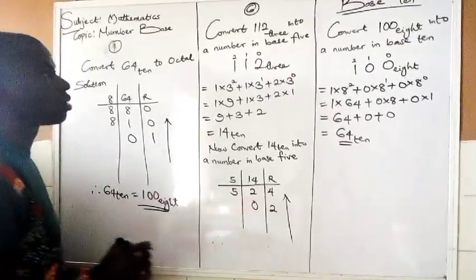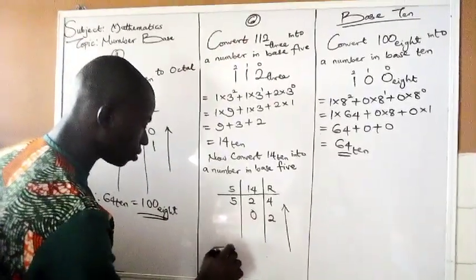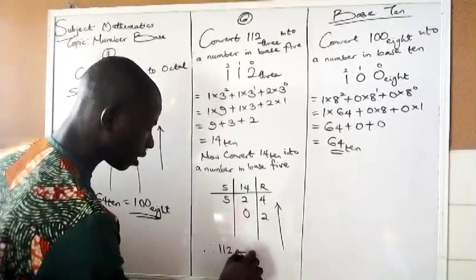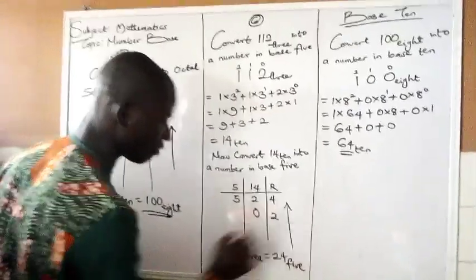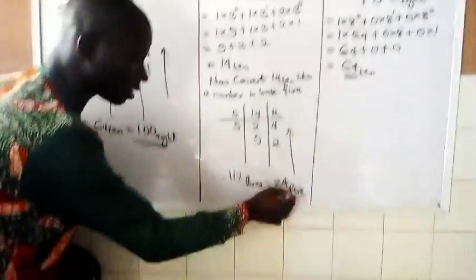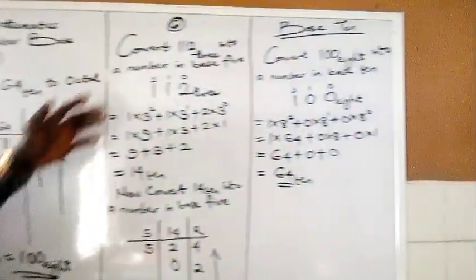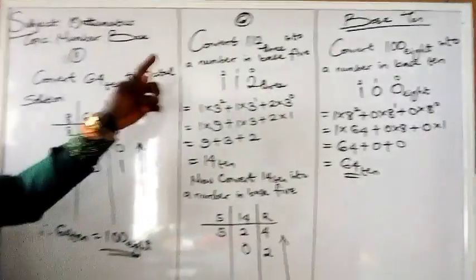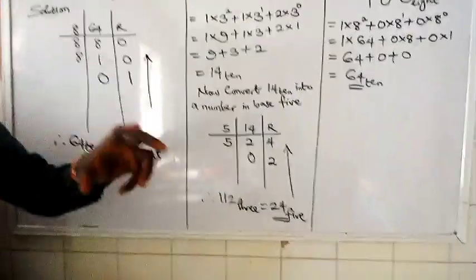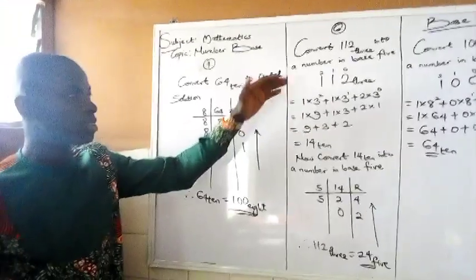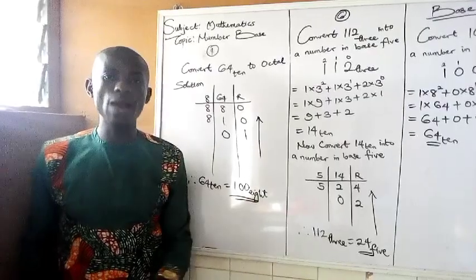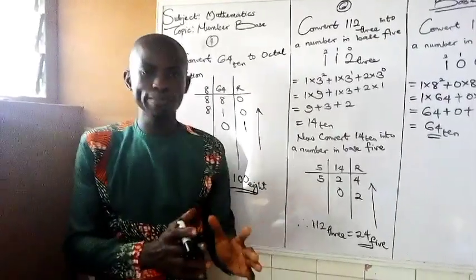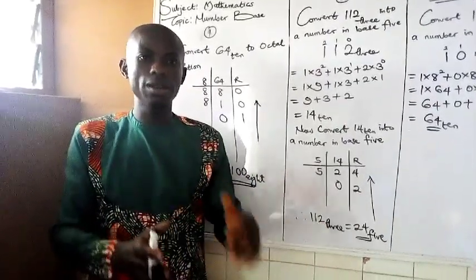Therefore, what is the number? 112 base 3 equals 24, which is 24 base 5. So please don't forget, this is our final answer. Please don't forget, the moment you are converting from ordinary number to another ordinary number, first take that first ordinary number to base 10 before you now go to the base they ask you to convert to. Is that taken? God bless you. So that's very clear. Then we are moving to addition and subtraction of number base very quickly.